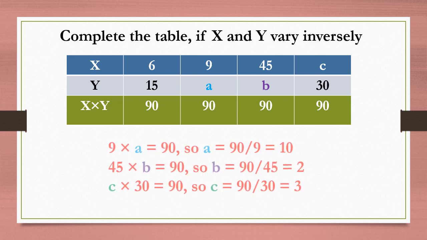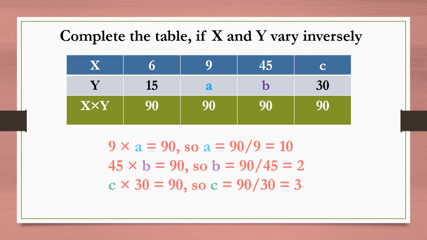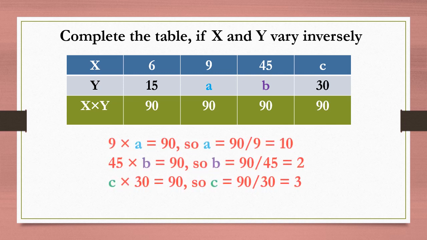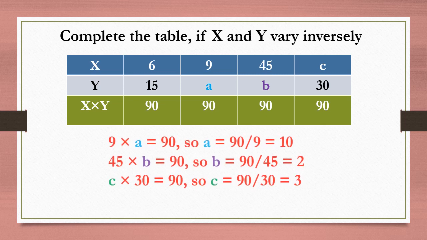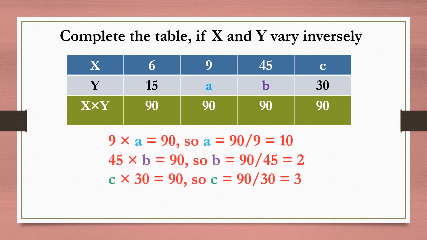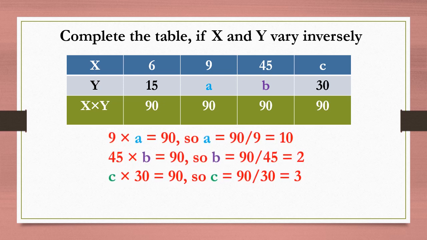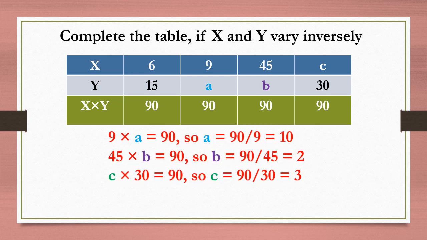So using this particular equation, you can find the value of A. 9 into A is 90, so A will be equal to 10. 45 into B will be 90, so B is 2, and C into 30 is 90, so C will be equal to 3. This way, children, you can solve the unknown values if you know the variation between X and Y.